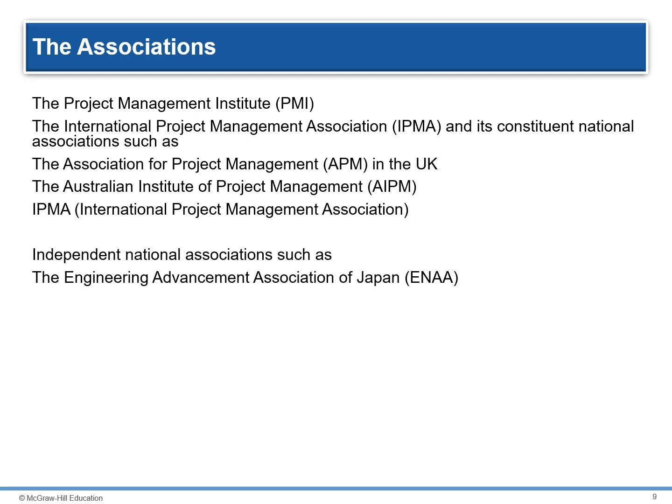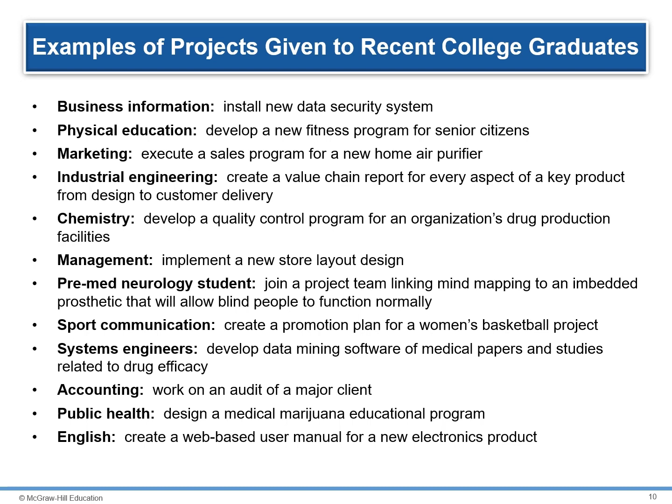Not only is the Project Management Institute widely recognized, there are also international project management associations and their constituent national associations. For example, APM is the Association for Project Management in the UK. AIPM is the Australian Institute of Project Management. Examples of projects are given to recent college graduates in, for example, business information, physical education, marketing, chemistry, management, sport communication, systems engineering, accounting, public health, and English.